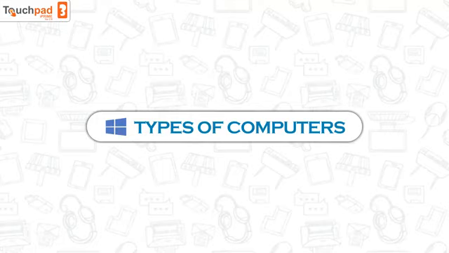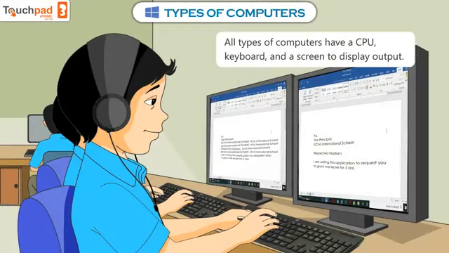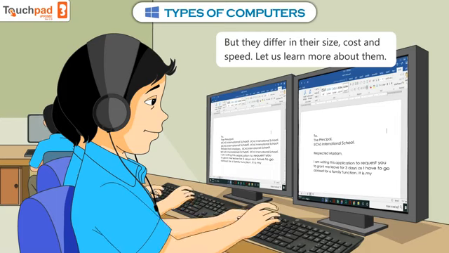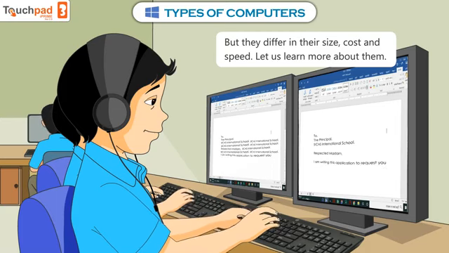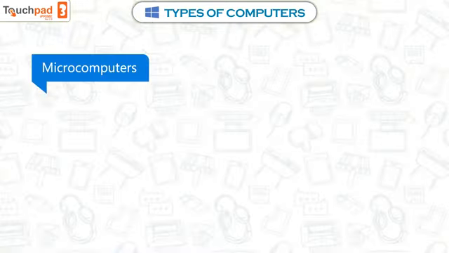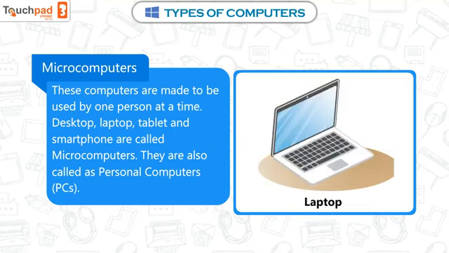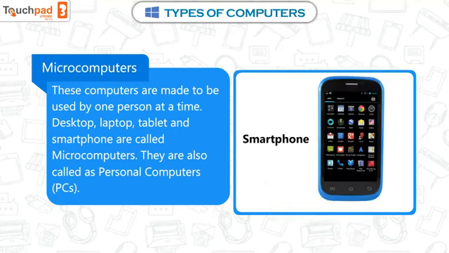Types of computers. All types of computers have a CPU, keyboard, and a screen to display output, but they differ in their size, cost, and speed. Let us learn more about them. Microcomputers. These computers are made to be used by one person at a time. Desktop, laptop, tablet, and smartphone are called microcomputers. They are also called personal computers, PCs.